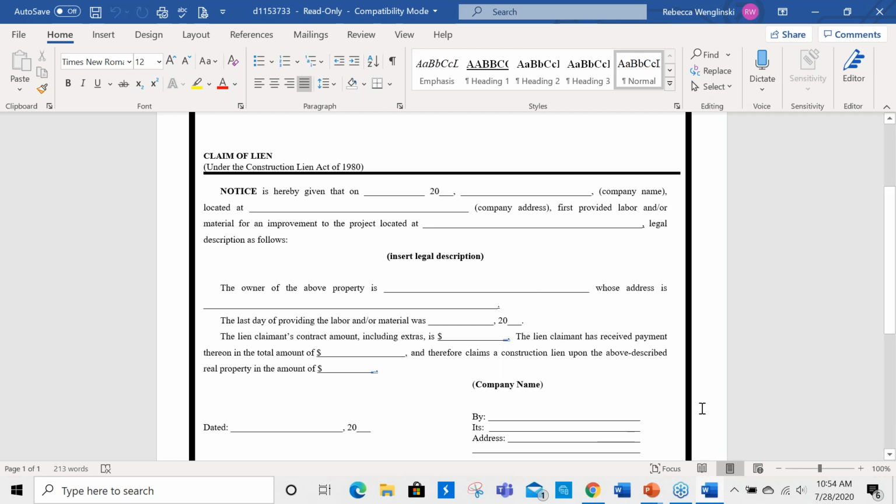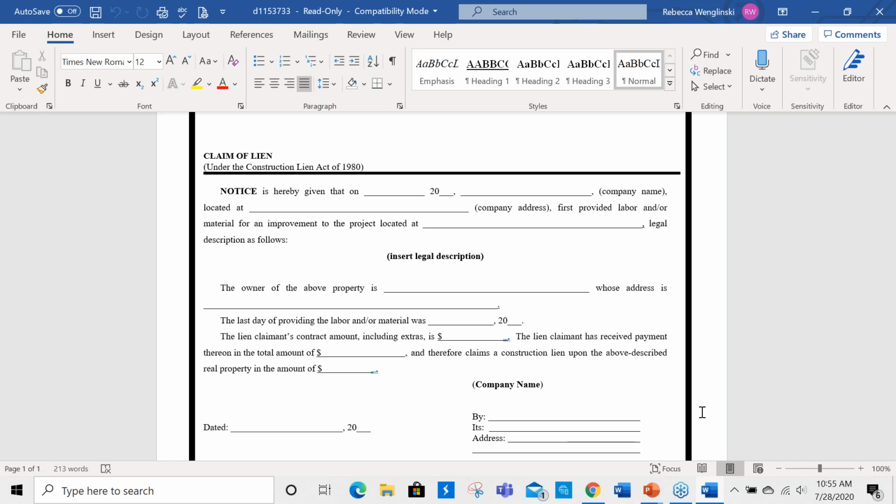And then you have your company name, your address, the project you're improving, and then you have to have the legal description, either in this space or attached as Exhibit A. Then you list the owner and where his address, if other than the property, is.